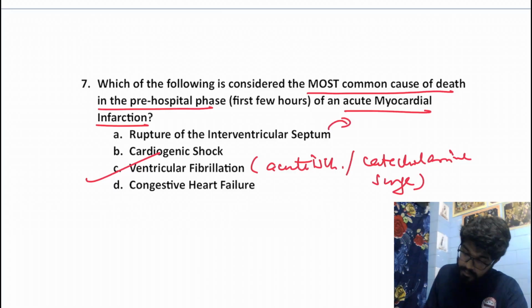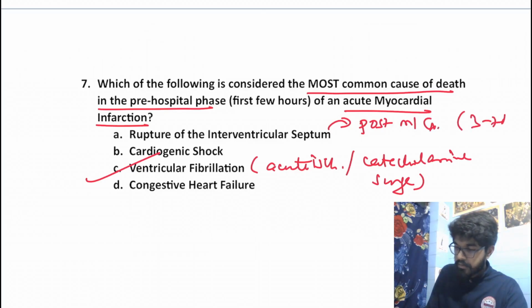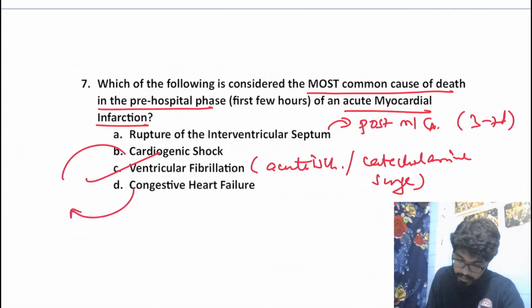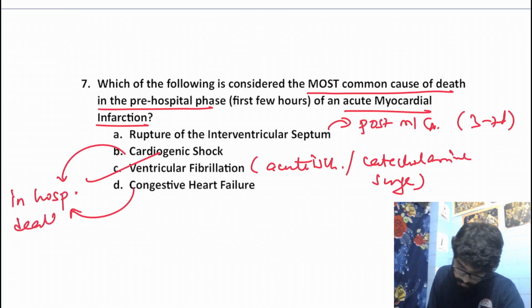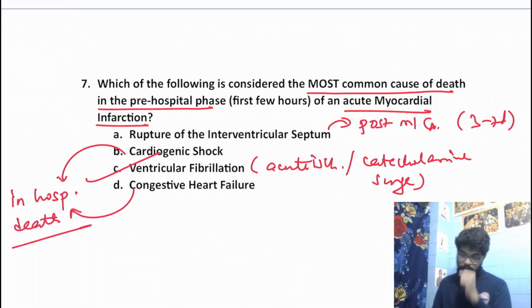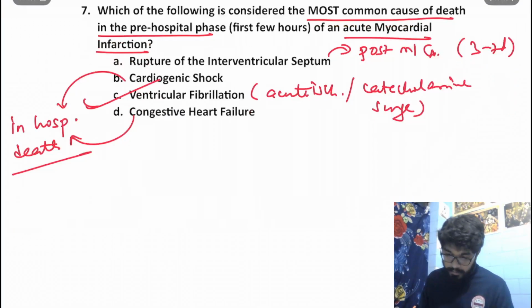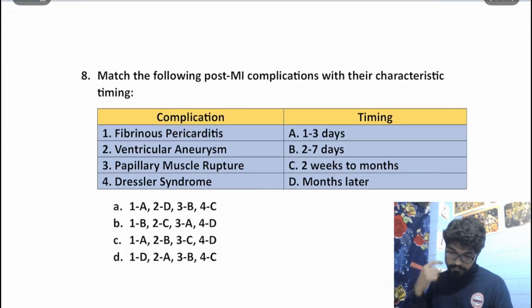Rupture of the interventricular septum is actually a post-MI complication, which occurs 3 to 7 days after MI, right? And cardiogenic shock and congestive cardiac failure would be in-hospital deaths, right? Not pre-hospital deaths. Okay. So the answer over here would be option C, ventricular fibrillation. Okay. Moving on to the next question.